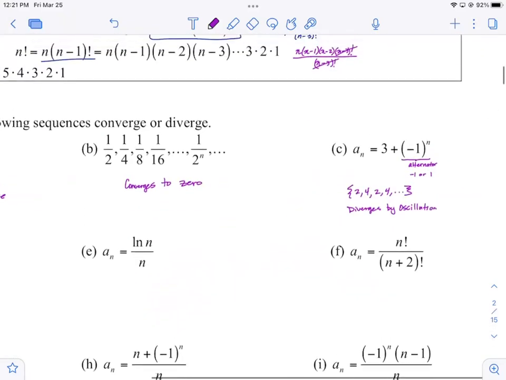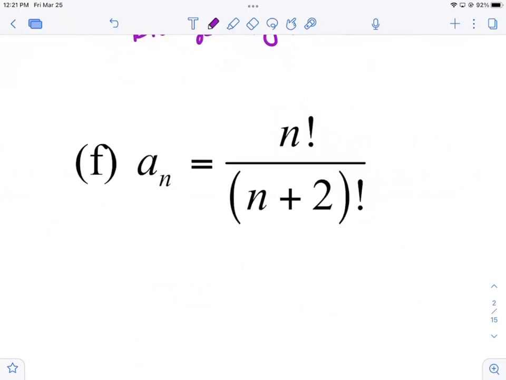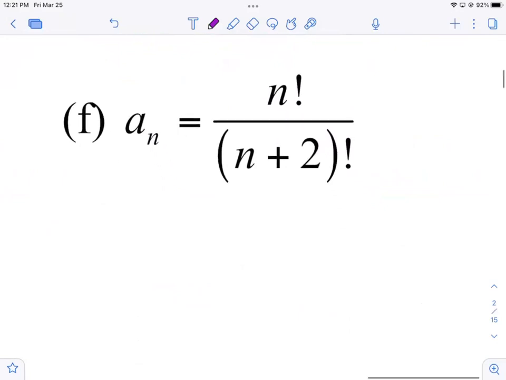Let's jump down here. I'm not going to do all these. Let's do F. You do it. I'll do it too, quietly. You do it quietly, and we'll compare answers.